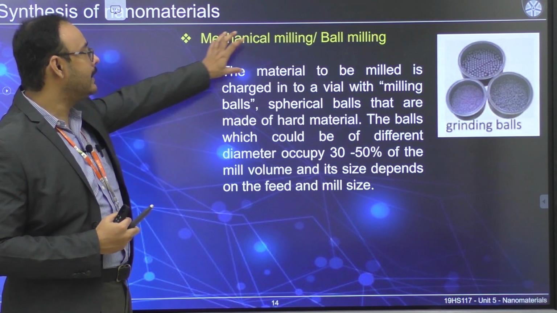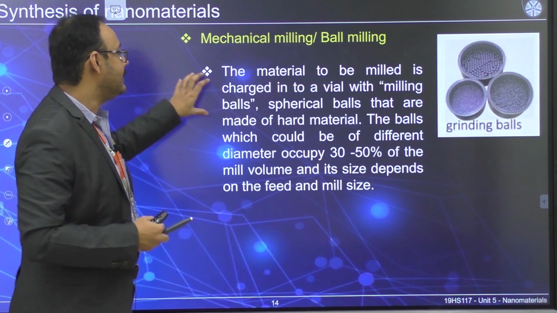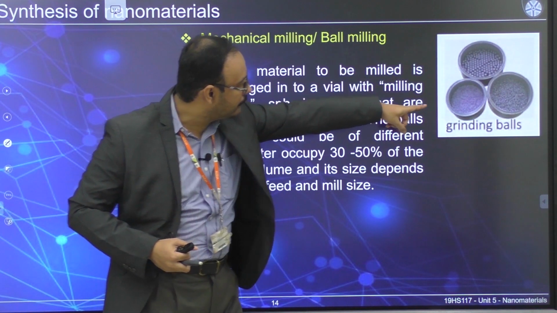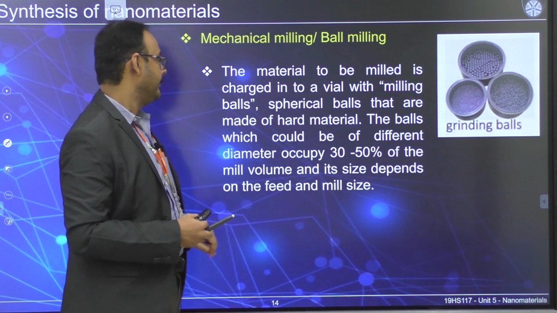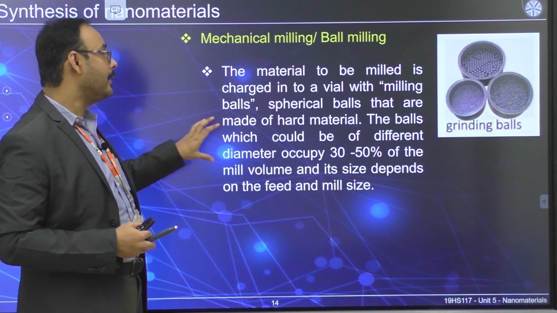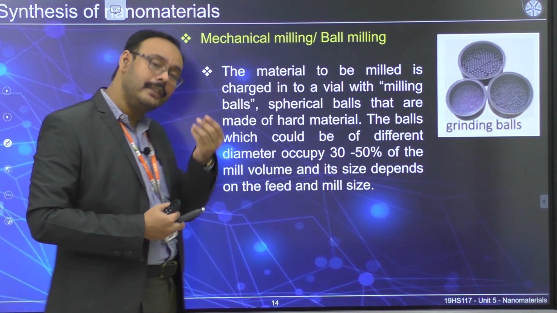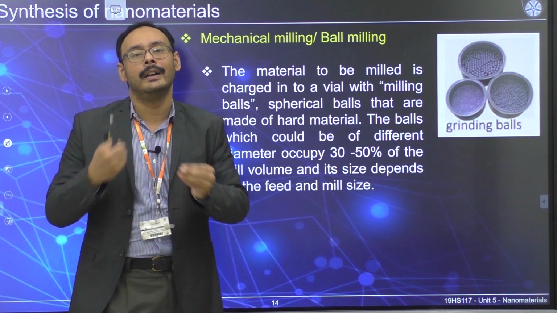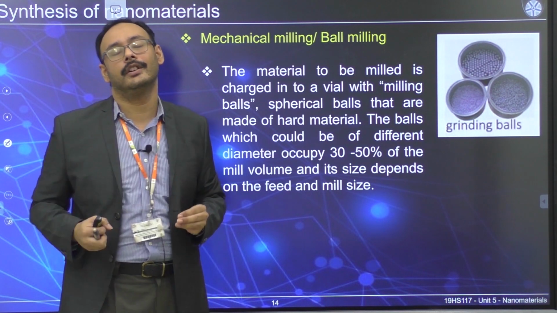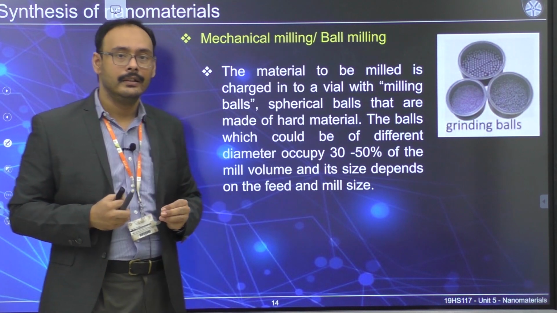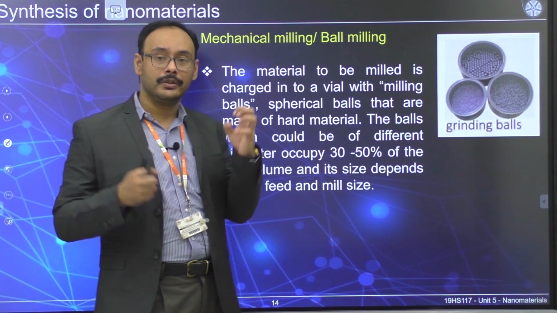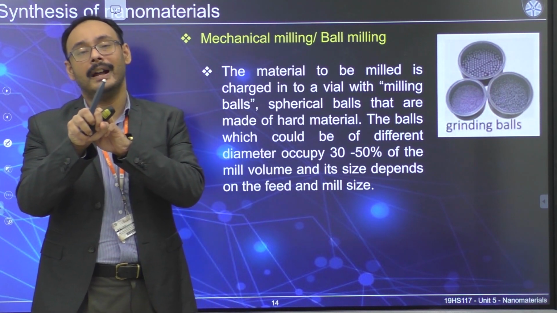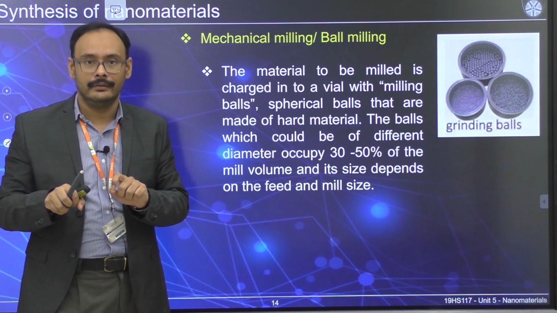So essentially the material to be milled, in this case bulk material, is charged to a vial with the milling balls. As I said, these are balls of different sizes. Now, spherical balls that are made of hard material. Now that is very important. You cannot do it with a flexible ball, because it's not going to have a very strong impact with your bulk material. Okay, so your metallic ball has to be hard enough so that it can hit your bulk material so hard that it will disintegrate.